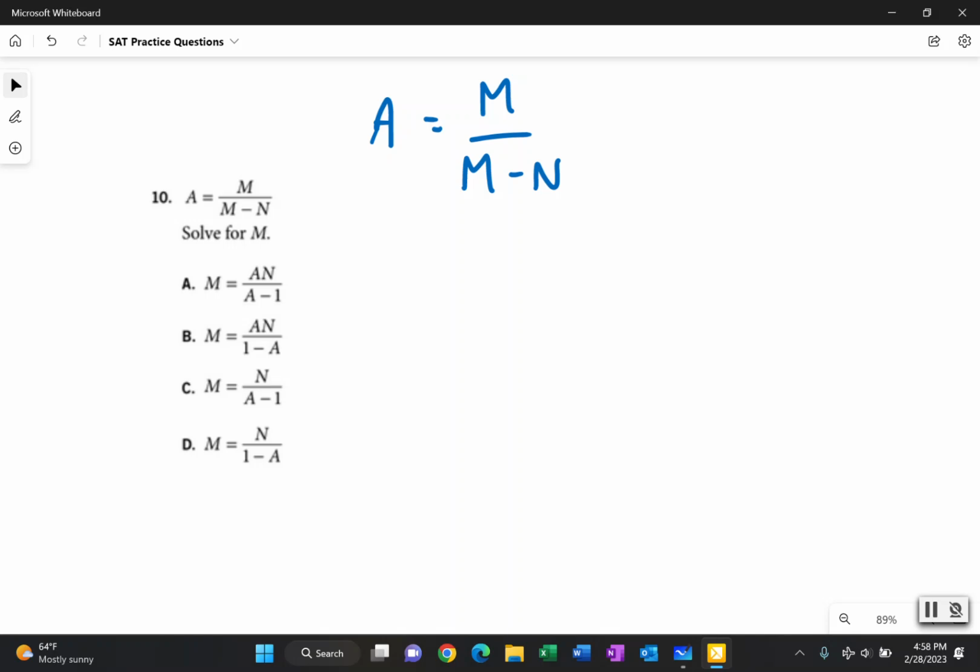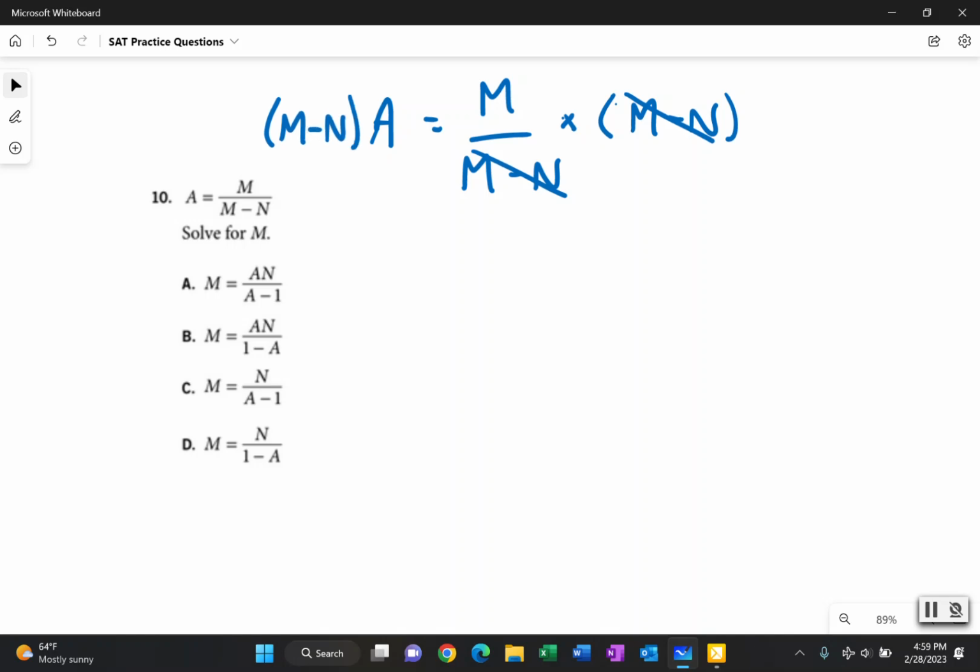All right, so I rewrote the equation above here. One of the best things we want to do is make sure we separate and get M on one side, and that's how obviously we're going to solve our equation. So what I would do personally is I don't like having numerators and denominators, so I would multiply both sides by M minus N. If I do it to one side, these are going to cancel out, and then I need to make sure I do it over here.